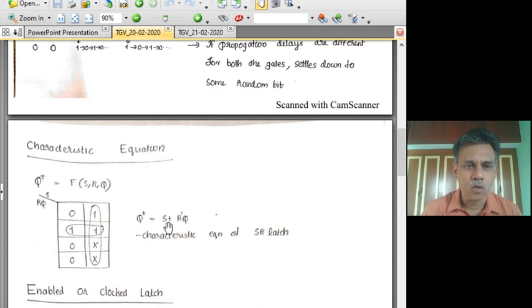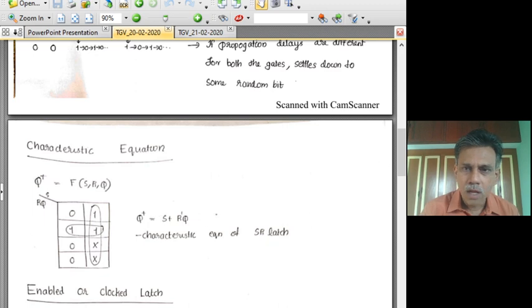So when S equal to 1, Q plus will always be 1, and if R is 1, that is the reset case, which means R dash will be 1. Then if Q is 0, Q plus will be 0. Whenever R is 1, R dash will be 0, and it will force Q plus to be equal to 0, and it will reset. So this is how we can understand the characteristic equation.